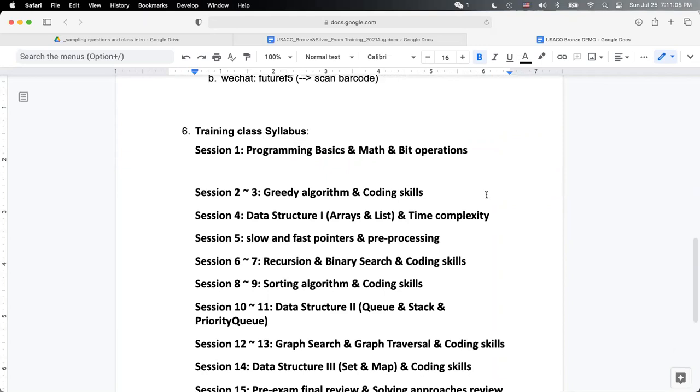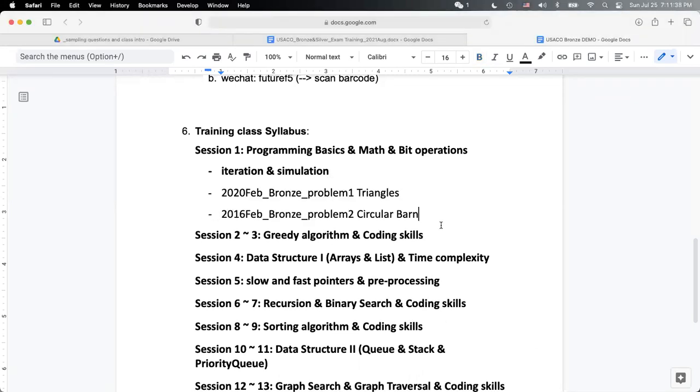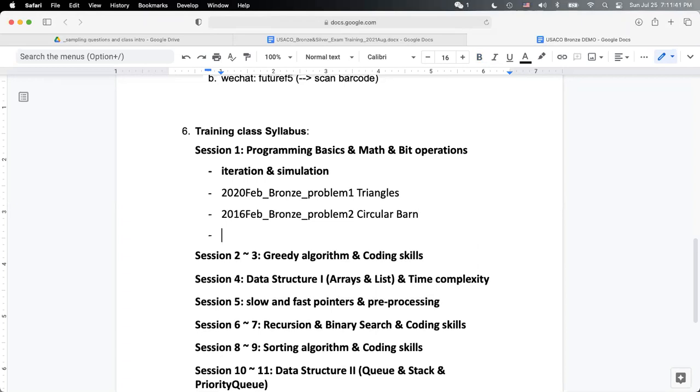a certain amount of USACO Bronze questions are kind of warm up. My word for warm up is just iteration types of problems, and this iteration could also combine with simulation. So let me put the keywords. For example, let me give you two questions. If you want to give them a shot offline, take a look at these two: 2020 February Bronze and 2016 February Bronze.